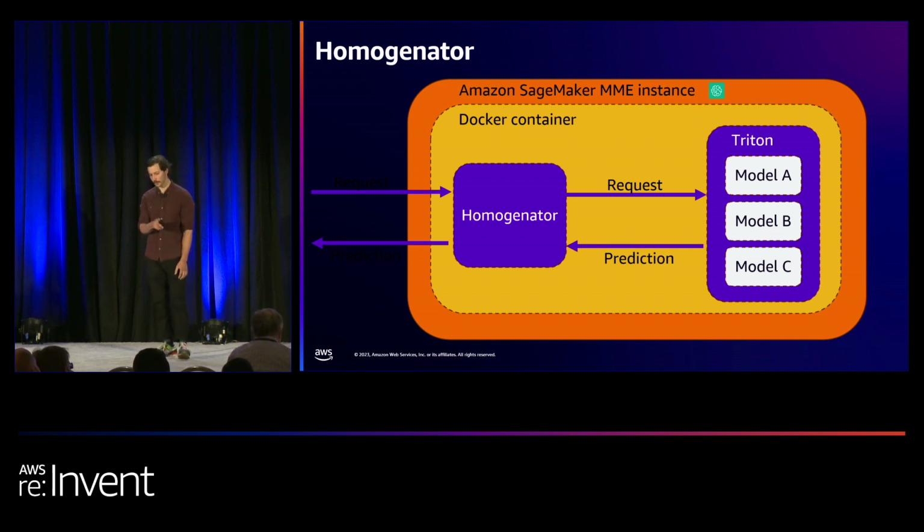One of the things that we're exploring right now is an optimization, because the scale has reached a certain point where we start thinking about performance optimizations. So we're looking at doing shared memory between the homogenator and Triton so that we're not manually marshalling protos back and forth between that homogenator and Triton pathway.